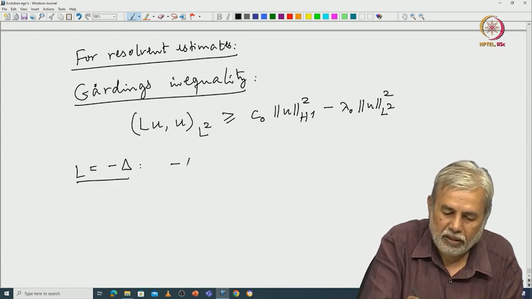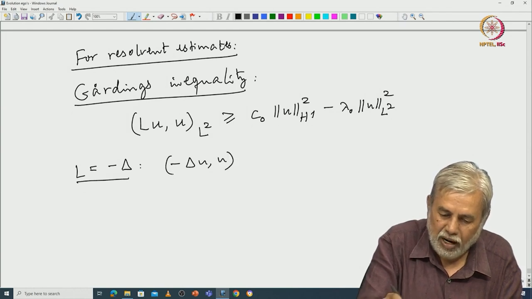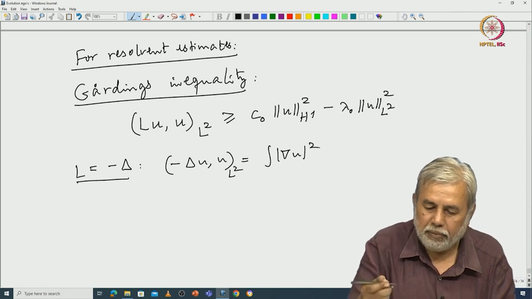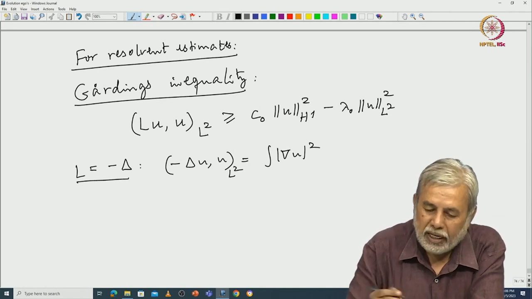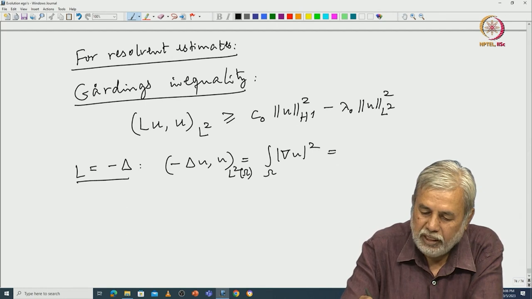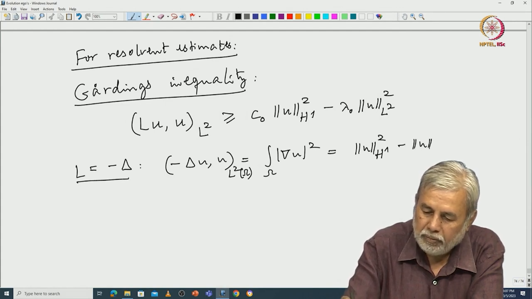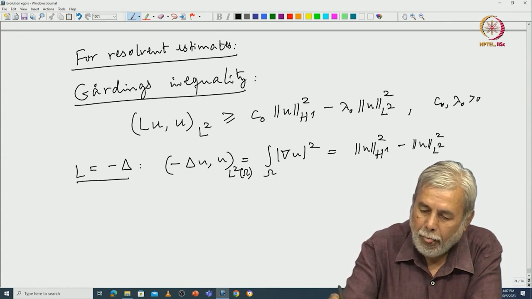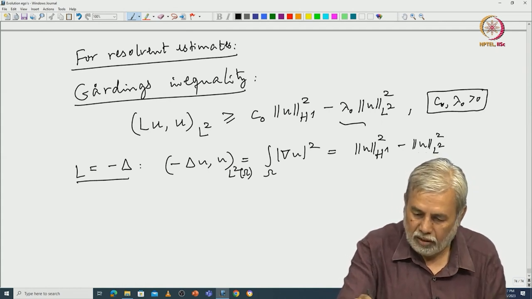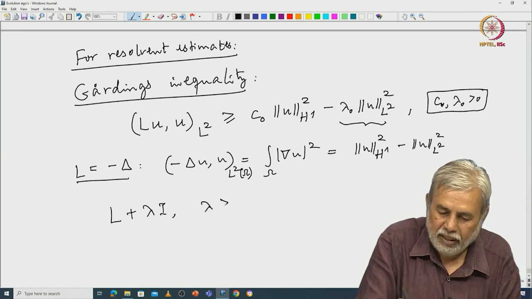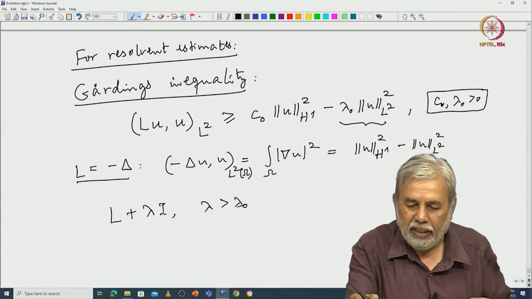Okay, so this minus Laplacian u, so integrate by parts, so you get just this integral of grad u square. Okay, with appropriate boundary conditions and this domain. So this obviously you see that it is bounded below by a square minus u L. So, in general this holds for some constants C 0 lambda 0 positive. Okay. So, but this is harmless in the sense, so we can add a lambda bigger than 0, and that absorbs this lambda 0 term.